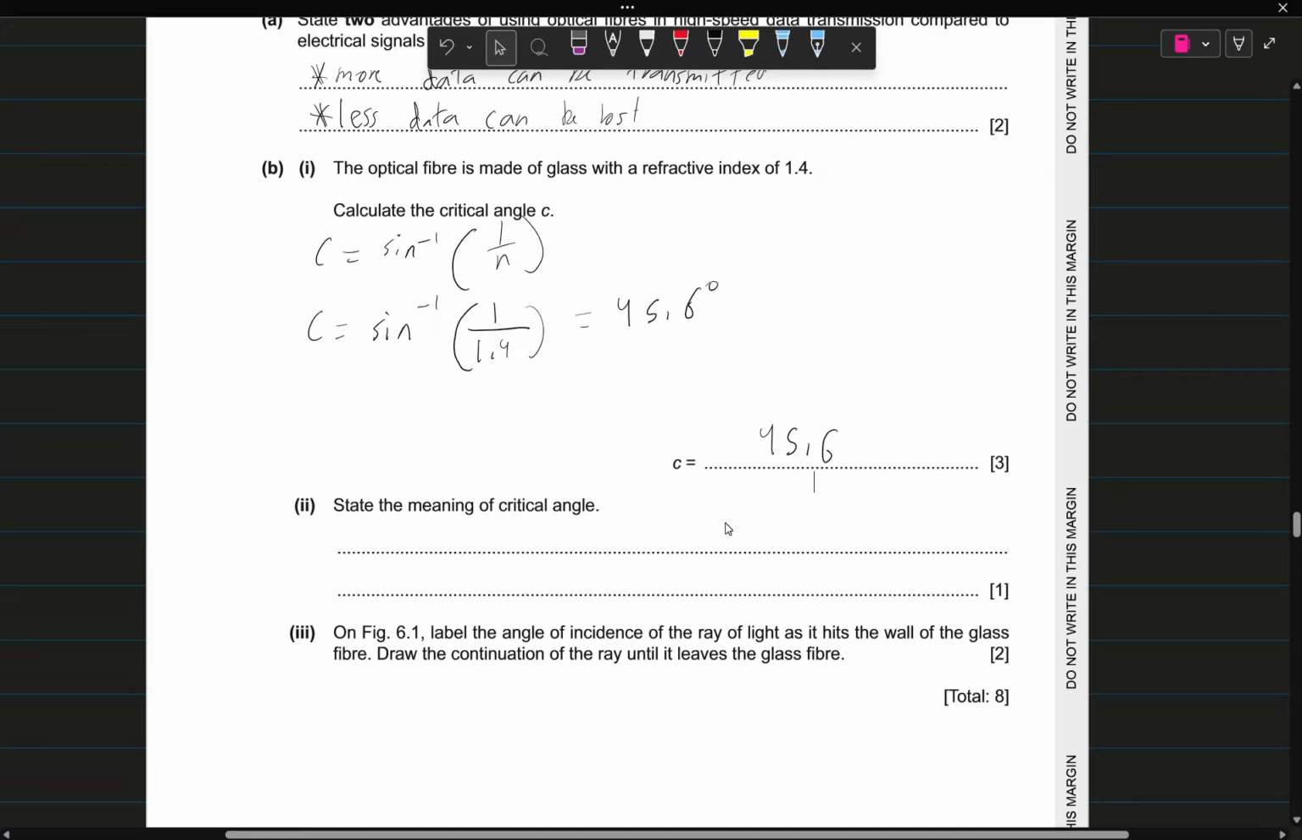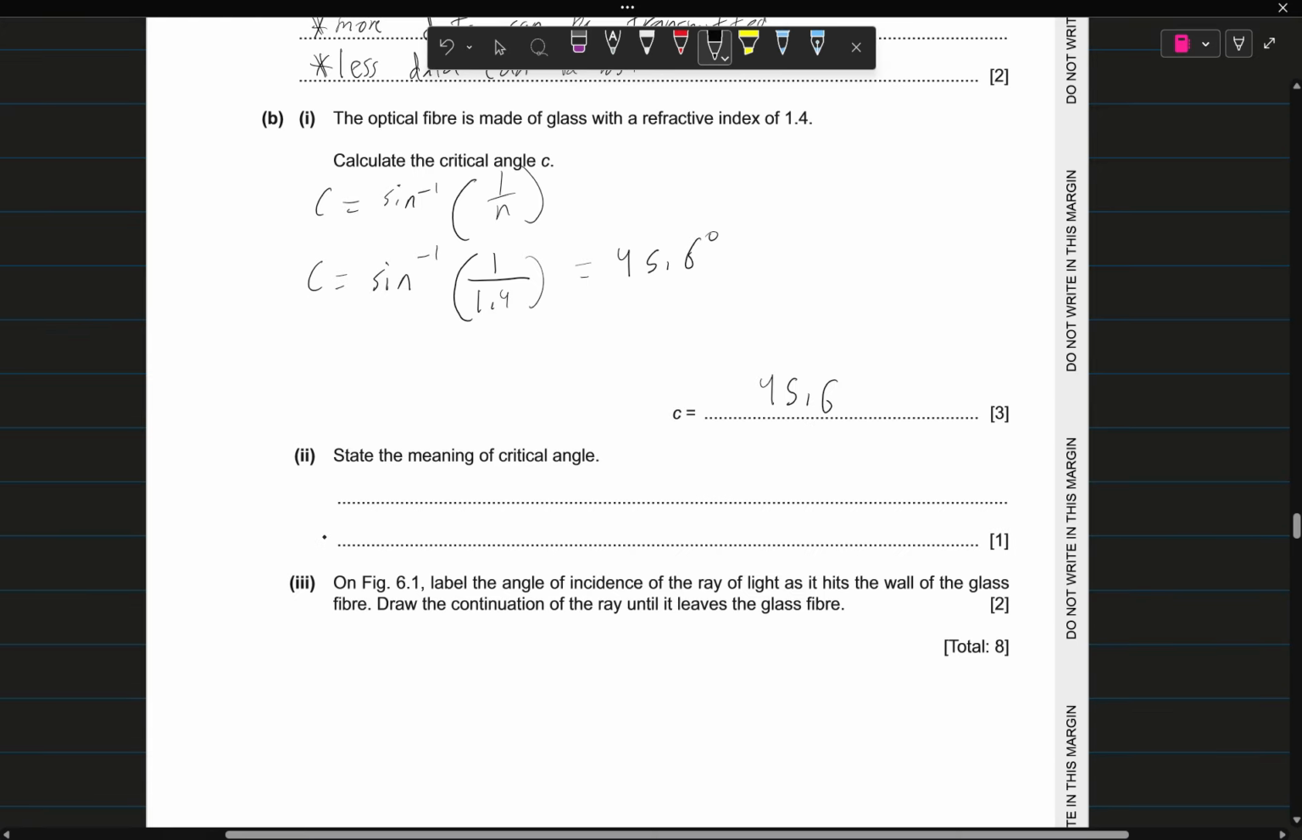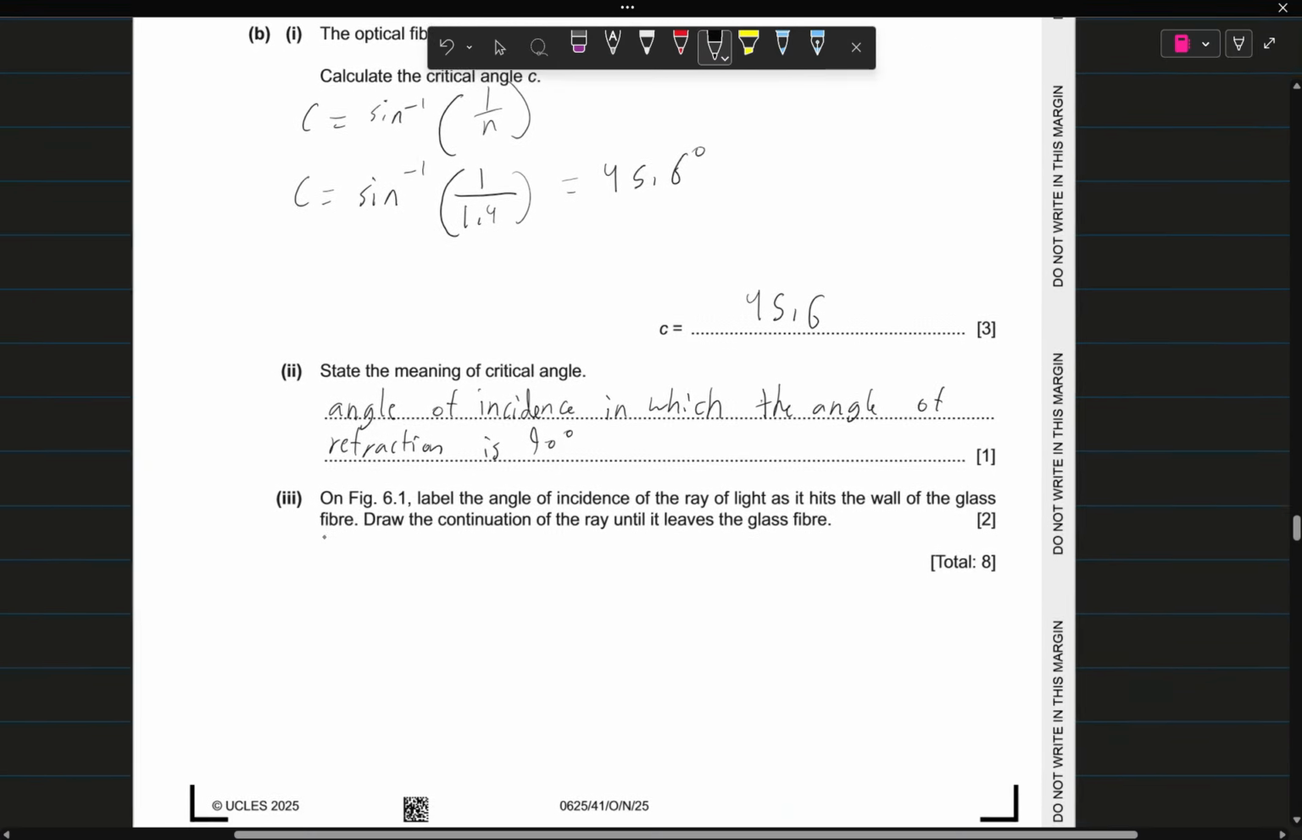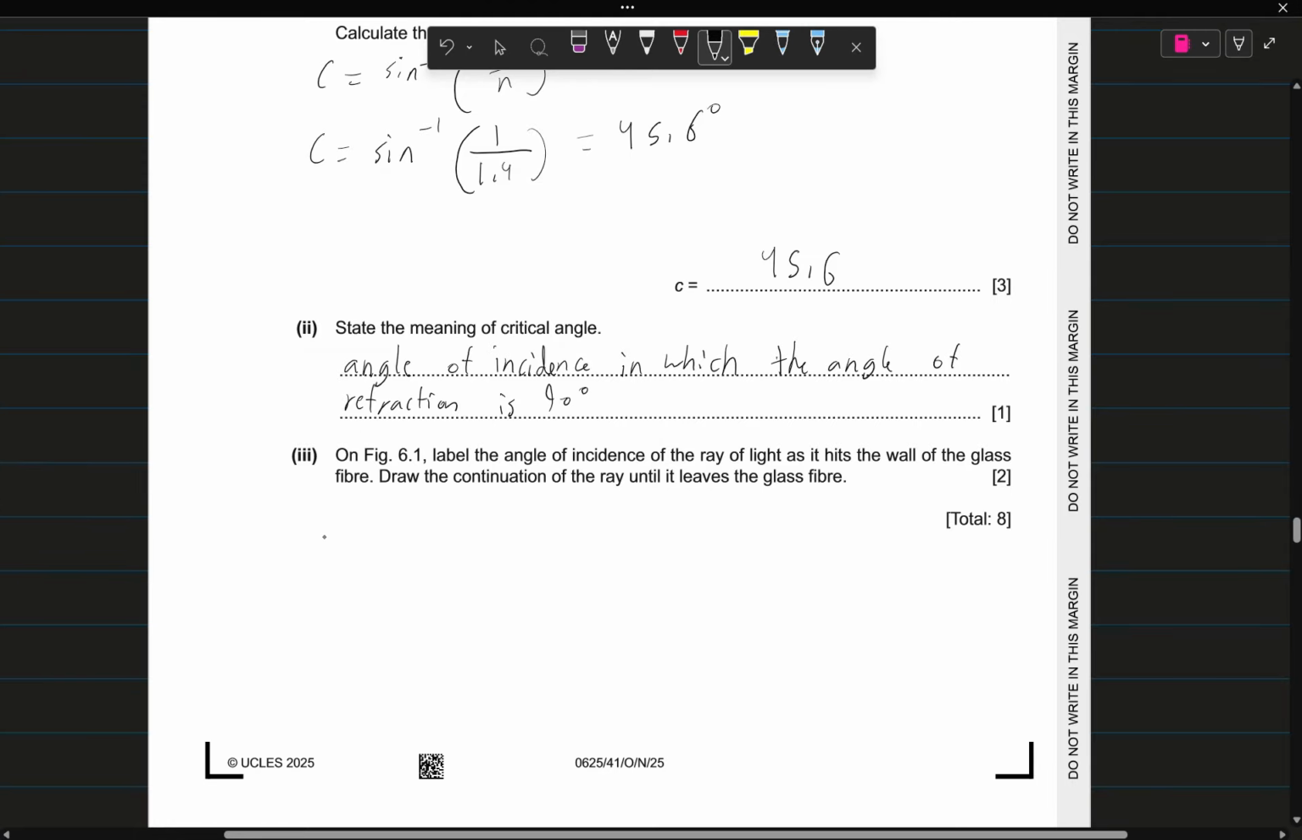Okay, now state the meaning of a critical angle. Basically it's the angle, or to be more specific, it's the angle of incidence in which the angle of refraction is 90 degrees. Okay, that should be the model answer, and make sure that you memorize this one because you might see this question quite often.